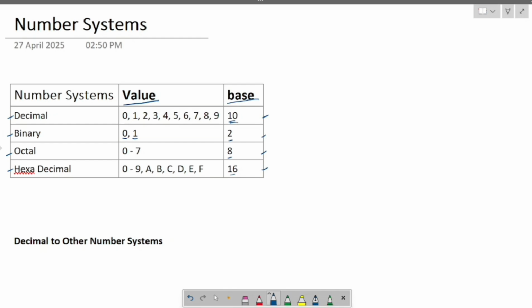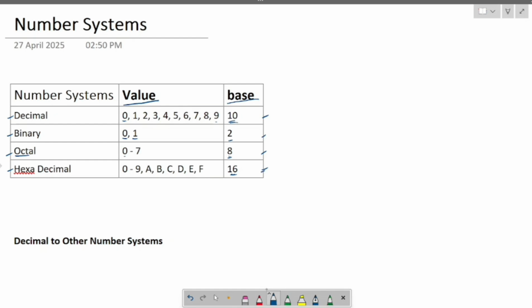Okay, for the octal number system the base value is 8. It will have from 0 to 7, like 0, 1, 2, 3, 4, 5, 6, 7. So here there is no 8 and 9. Now for the hexadecimal the base value is 16.